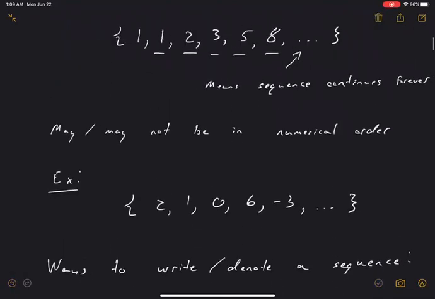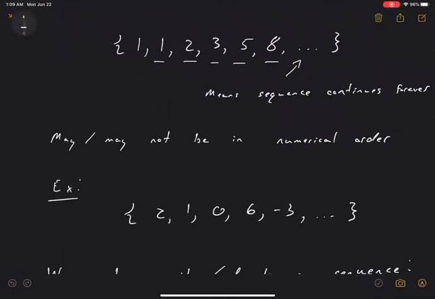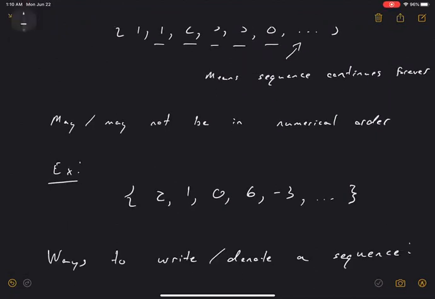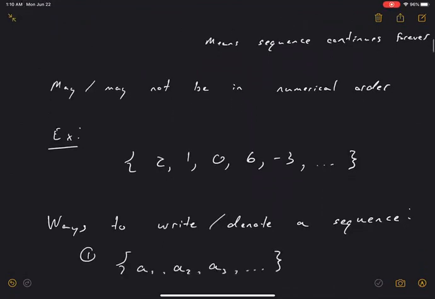Yeah, so we might have a sequence like this. This is clearly not numerical order, right? But this is still the first term of our sequence. This is still the second term and third term and so on. So by order, we just mean the order our numbers appear in. There might be some rule that governs how our sequence looks, maybe not.